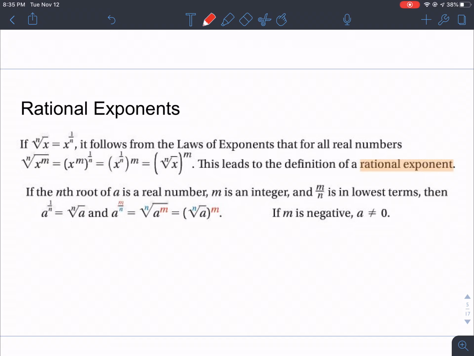The big idea that I want you to get is this piece right here: we can change something that looks like the right side into the left side by making sure that the index is on the bottom and our exponent is on the top.